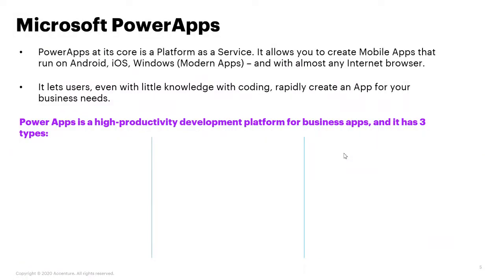With Power Apps, Microsoft has provided a platform to create custom applications. We can create one for mobile, for desktop, or for your tablet. It requires no heavy coding or experience. You can develop them to meet a variety of internal needs. Similarly, if you have existing data sources, you can connect them directly to the Power Apps application. Power Apps is a high productivity development platform for business apps, and it has three types.